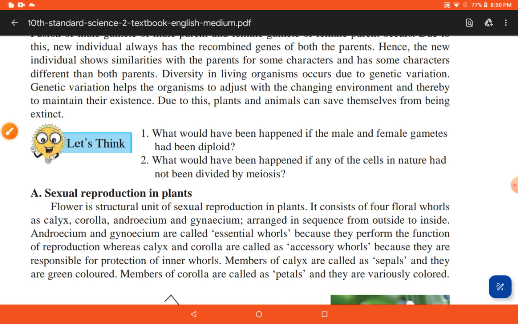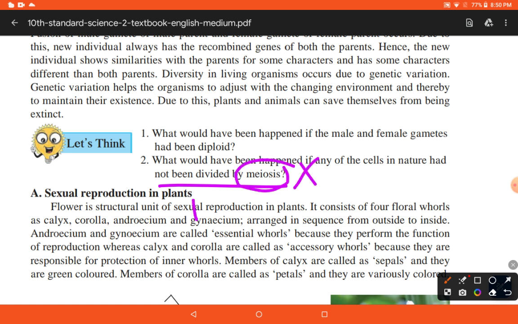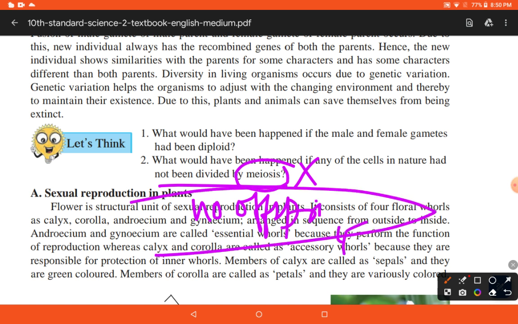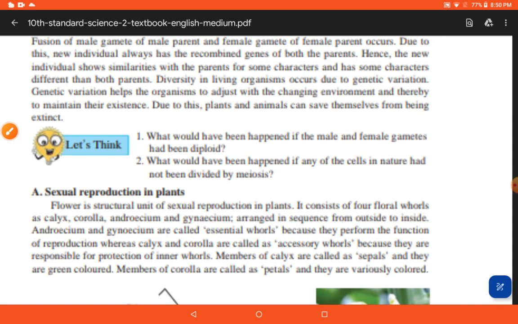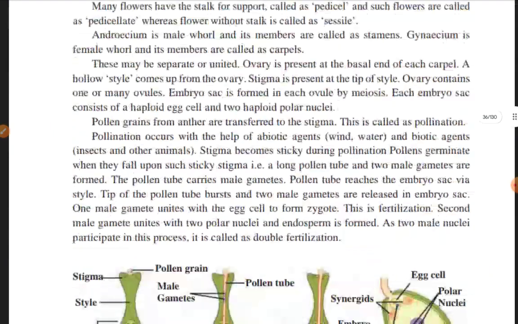Another one. What would have happened if any of the cells in nature had not been divided by meiosis? So if any of the cells were not divided by meiosis, no offspring will be there. Only mitotic divisions will take place. Only asexual organisms will be there, will reproduce by asexual reproduction. So no meiosis means no offspring. That's the simple funda. No meiosis, so the punishment is that no offspring. That's it. Alright. These were the questions we had to think on. Alright, so I have completed this.